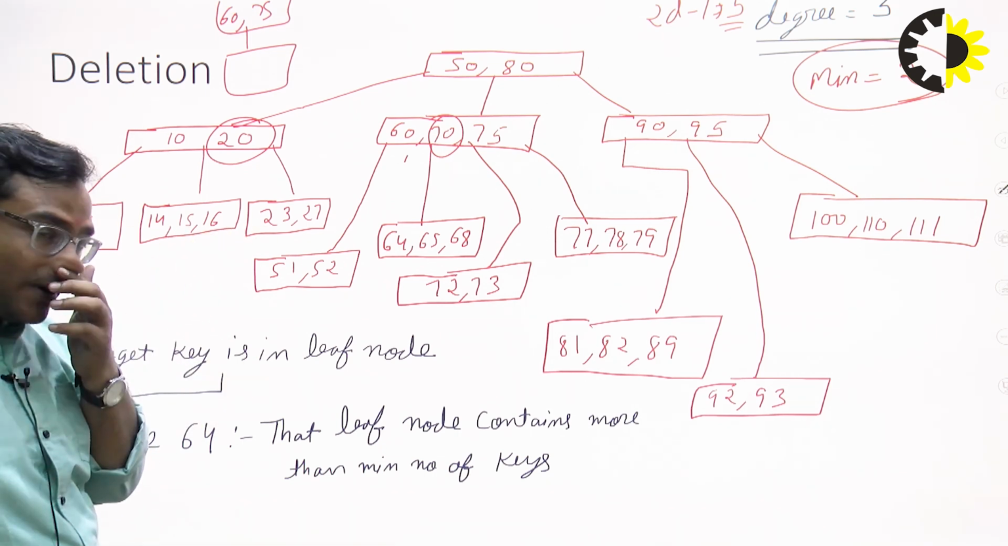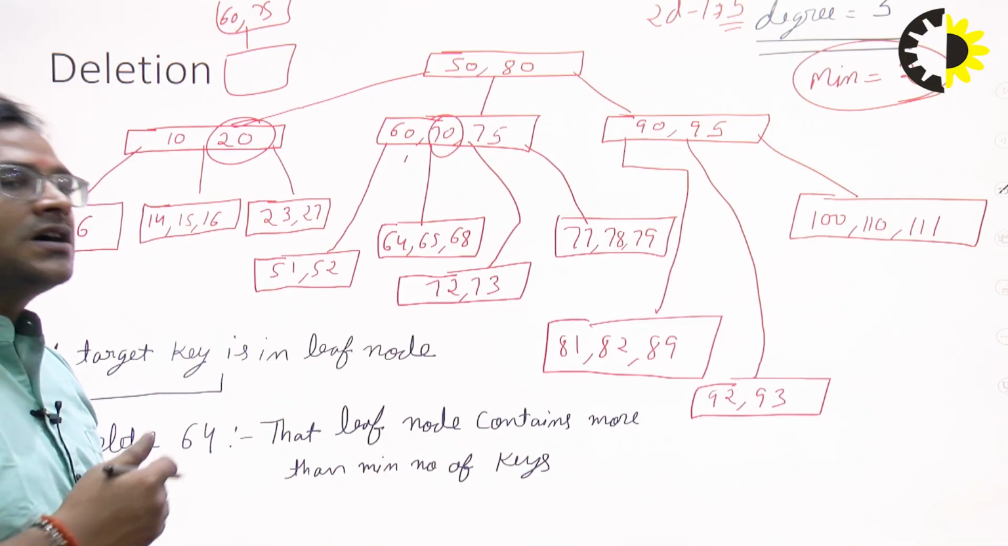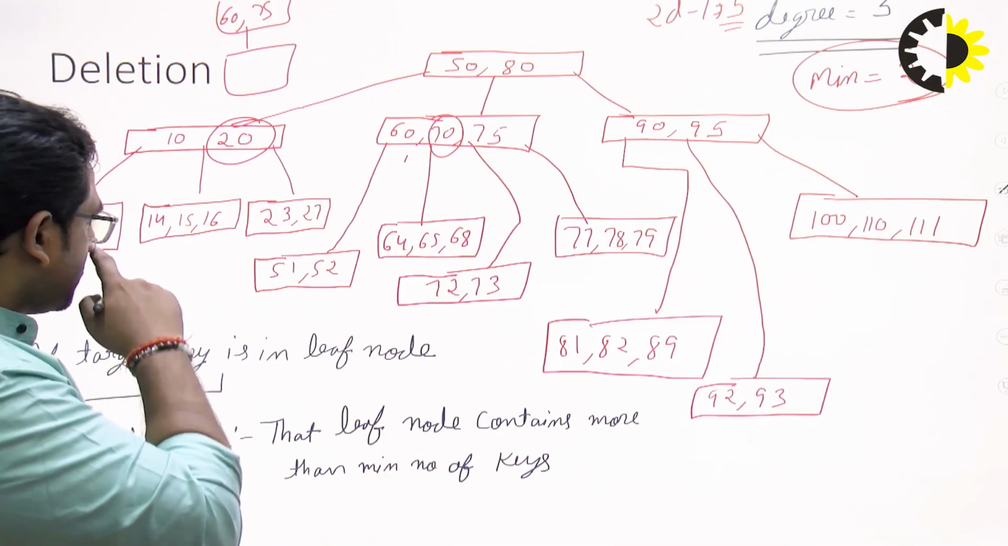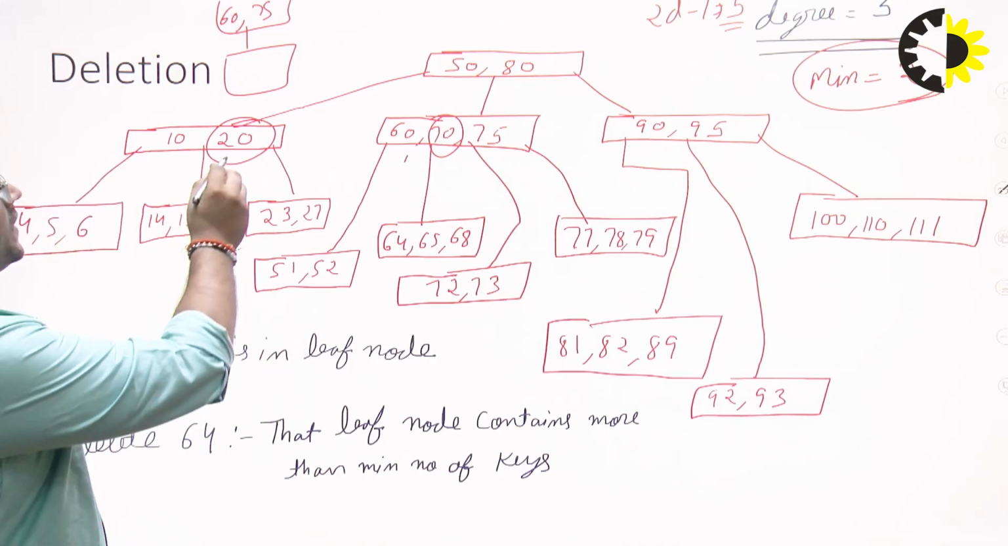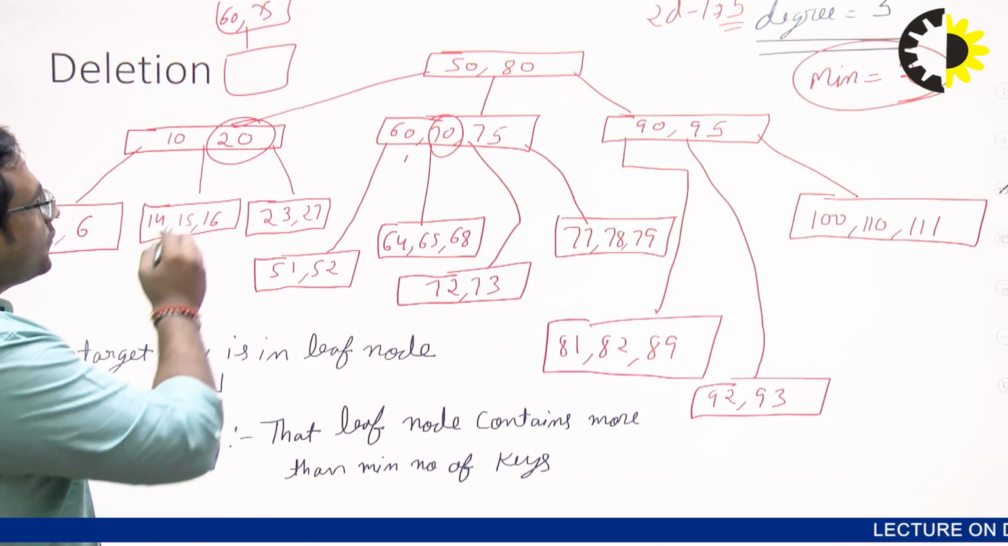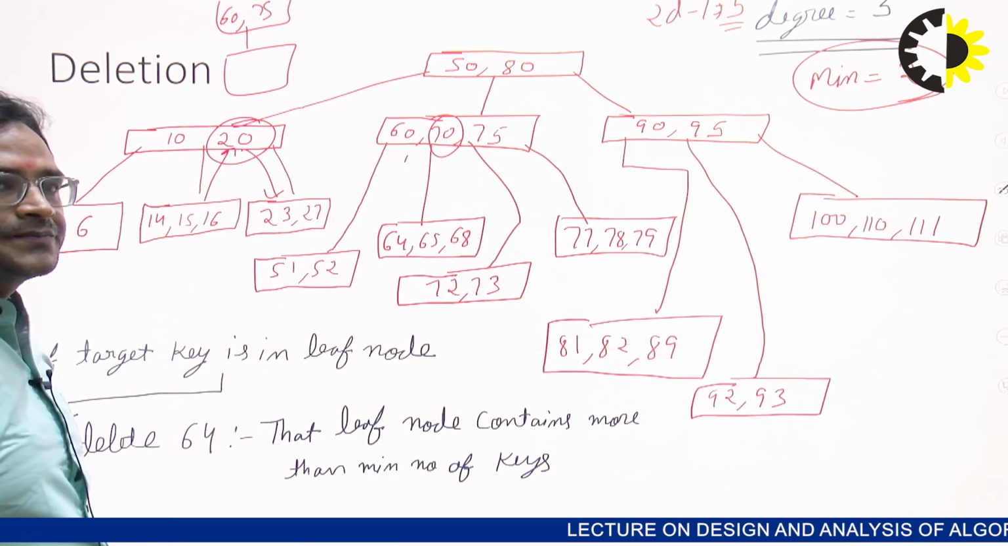So what will happen? How can you delete it? You have to replace it with the leaf one. Okay, how can you do this? So 20 is here. What you have to do is give 16 here and 20 goes down.